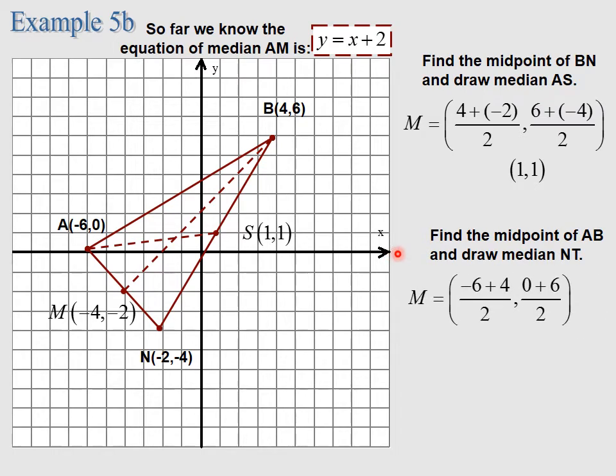Let's look at the midpoint of AB, our final side. So we're going to look at this side and find the midpoint, which will be along here somewhere. So we'll use the same formula, and we'll add our negative 6 plus 4 and our 0 plus 6 and divide both by 2. And notice that it doesn't matter in which direction that we add. It is good to go in the same direction for both x and y, however. And we get a coordinate point of negative 1 and 3.